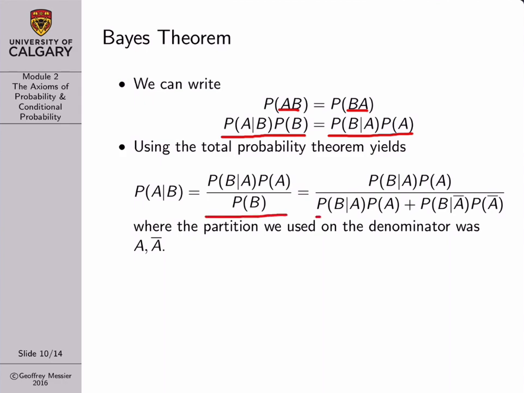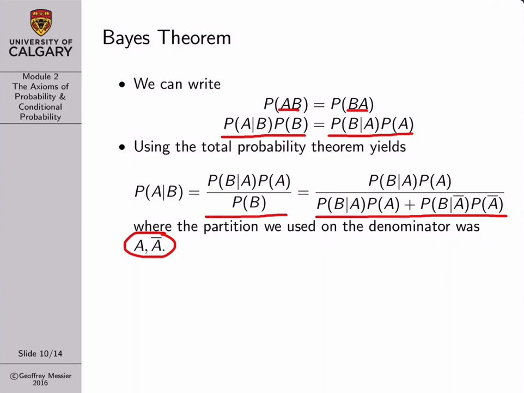And then let's use the total probability theorem on the denominator, where we define a universal set that consists of the event A occurring and A not occurring. So A and not A.